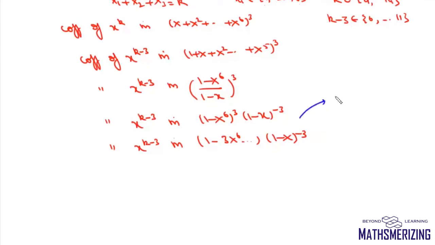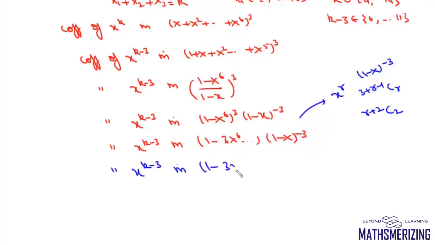Now we know that the coefficient of x to the power r in the expansion of 1 minus x to the power minus 3 will be n plus r minus 1 Cr. So there will be 3 plus r minus 1 Cr, or we can write this as r plus 2 C2. So it will be the coefficient of x to the power k minus 3 in 1 minus 3 into x to the power 6, and then this binomial summation of r plus 2 C2 x to the power r.